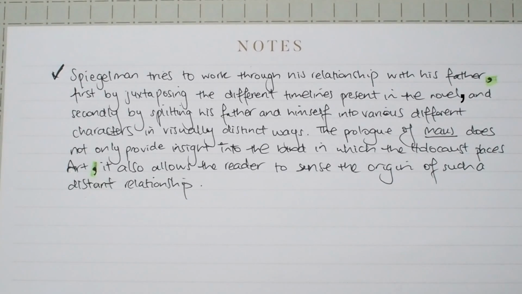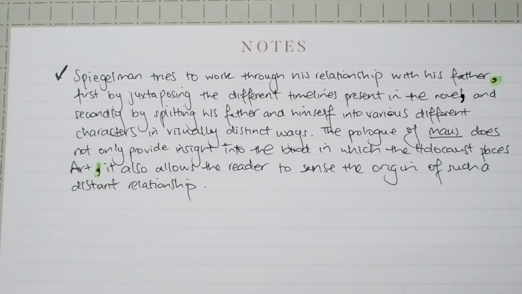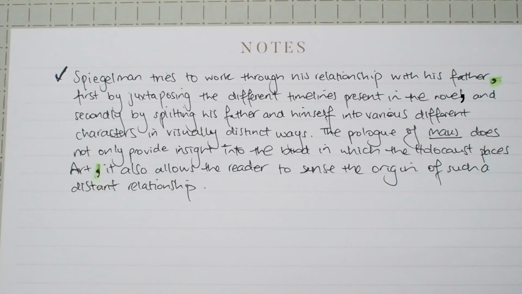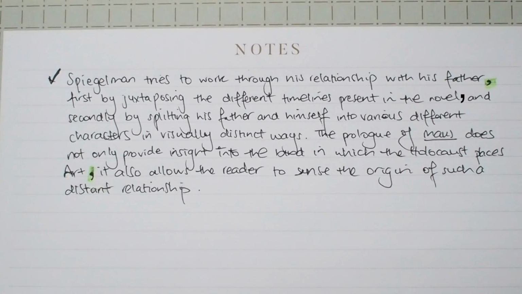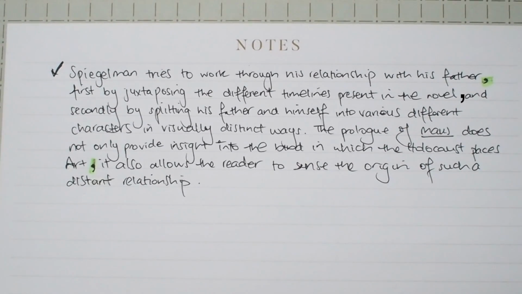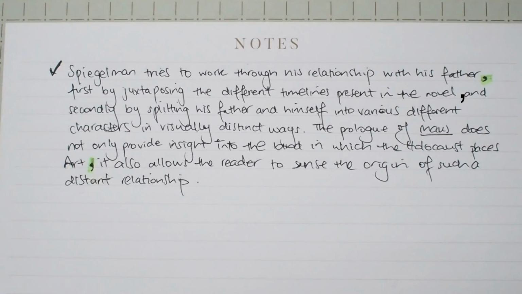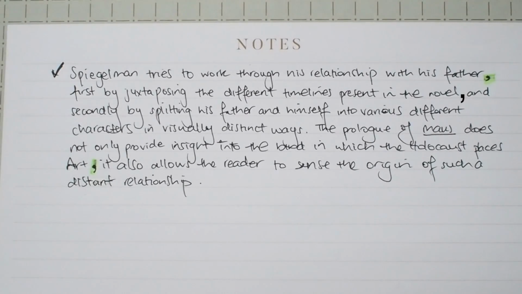Let's try again. Spiegelman tries to work through his relationship with his father. First by juxtaposing the different timelines present in the novel, and secondly by splitting his father and himself into various different characters in visually distinct ways. The prologue of Mouse does not only provide insight into the bind in which the Holocaust places art, it also allows the reader to sense the origin of such a distant relationship.